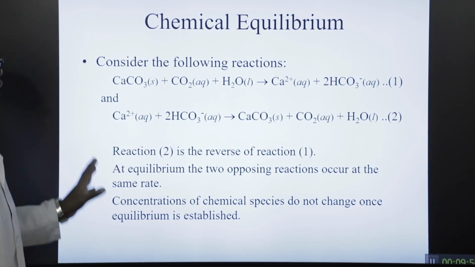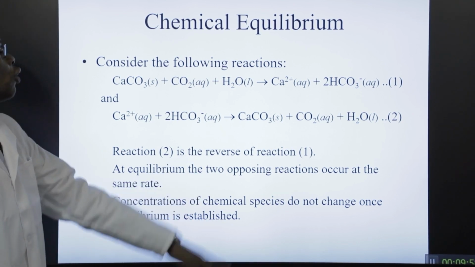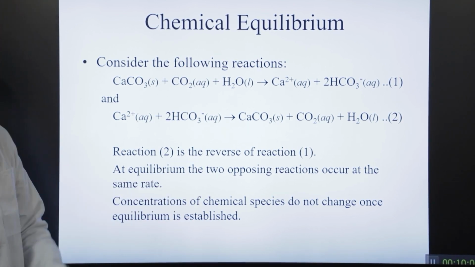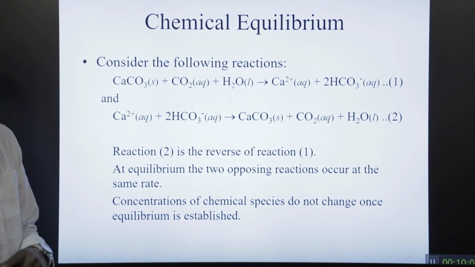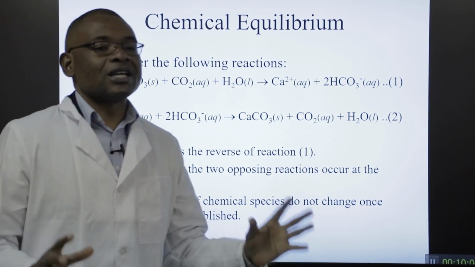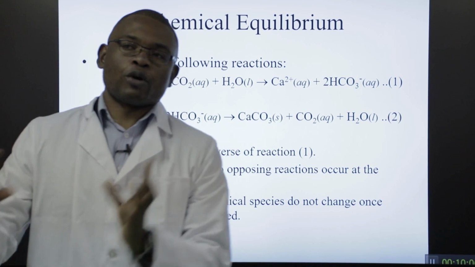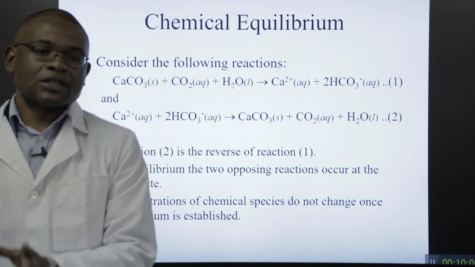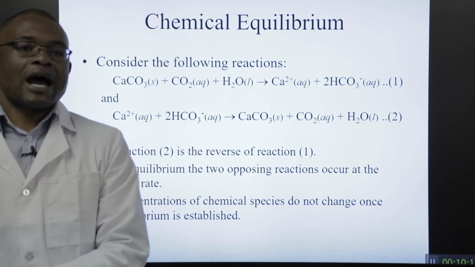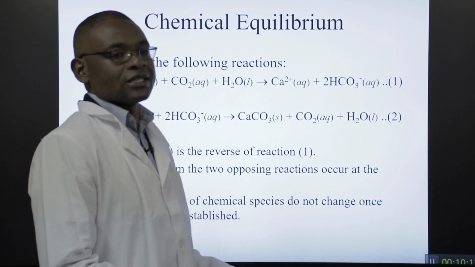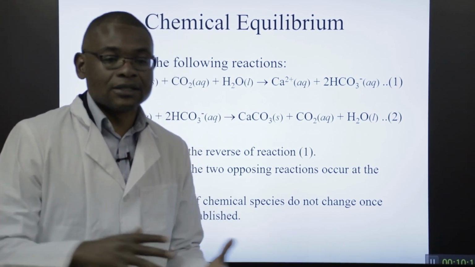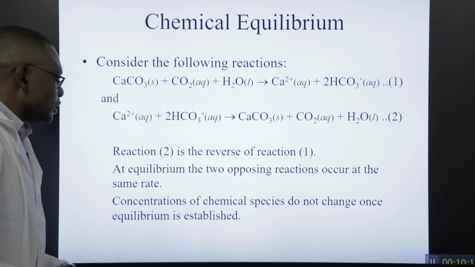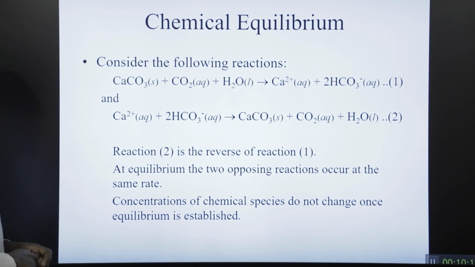So you will see that at equilibrium, the two opposing reactions occur at the same rate, meaning that at the same speed. So the speed at which reactants are combining to form products is the same as the speed in which products are breaking down to form reactants. So at that state, we say the reaction is in equilibrium.